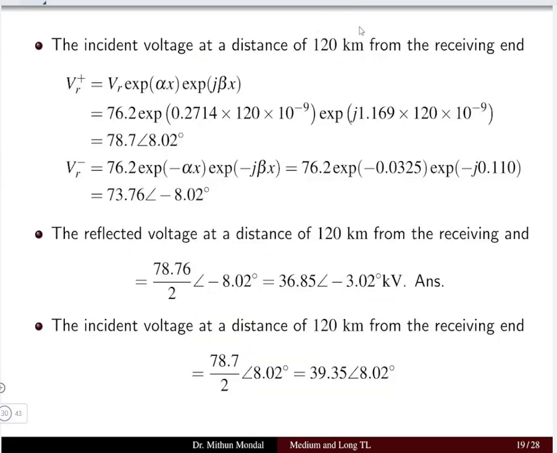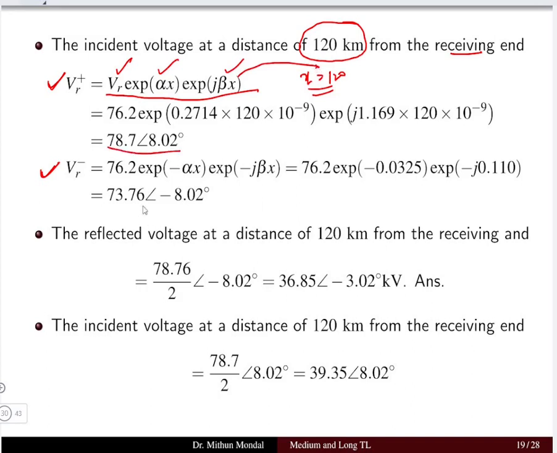Now what happens when the distance is 120 kilometer from the receiving end? VR plus is the incident voltage; you have to calculate two parameters, VR plus and VR minus. The formula is the receiving end voltage times exponential alpha x plus exponential j beta x, where x is equal to 120 kilometer. We have to substitute. We know the value of the receiving end voltage, we know the value of alpha, we know the value of beta, and x equal to 120. So we get VR plus, and here we have the negative sign in the exponential term, we get VR minus. Because one wave will have a positive sign and the other wave will have a negative.